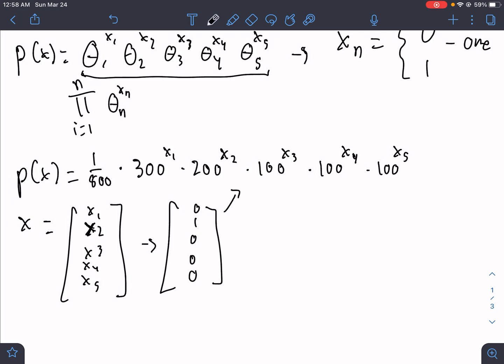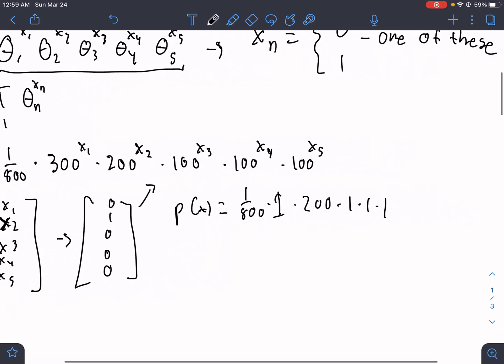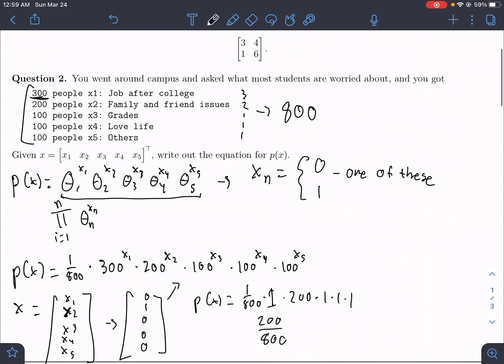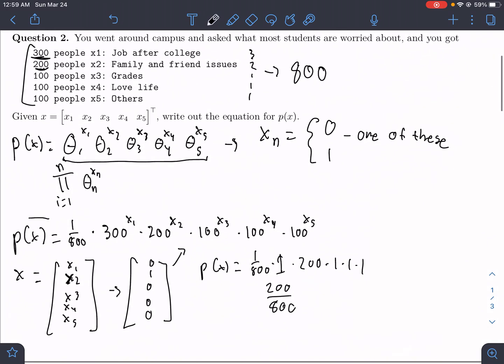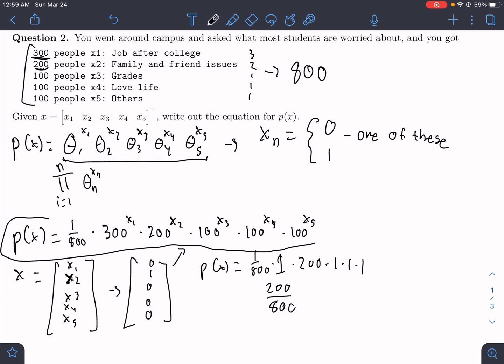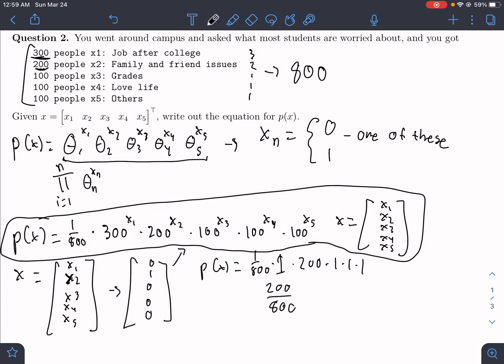And if you plug this into the equation, you get P of x is equivalent to 1 over 800 times 1 times 200 times 1 times 1 times 1. And that is just 200 over 800, which is the probability of x2, because there's 200 people out of 800. So this is a valid formula, as long as you specify that x is equivalent to x1, x2, x3, x4, x5. And you specify that it has to be equivalent to that. This is part of the definition, what I'm highlighting in red.